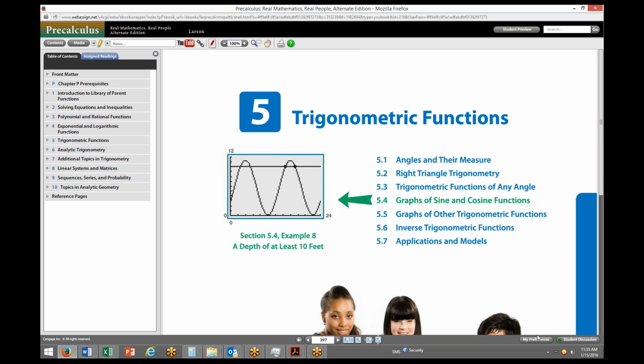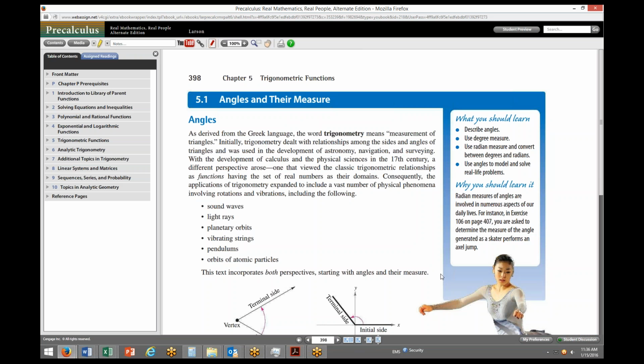And we will go all the way through the next 6 sections on right triangle trigonometry, trigonometric functions of any angle, graphs of the various different trig functions, and inverse trig functions, and finally some word problems and applications making good use of trigonometric functions. So that's what this chapter is about, and let's go ahead and start into this first lesson about angles and their measure. We're going to talk about what an angle is and various different ways of measuring angles.